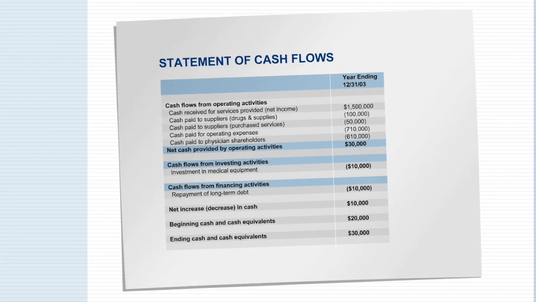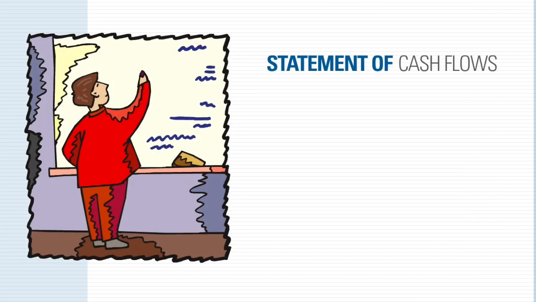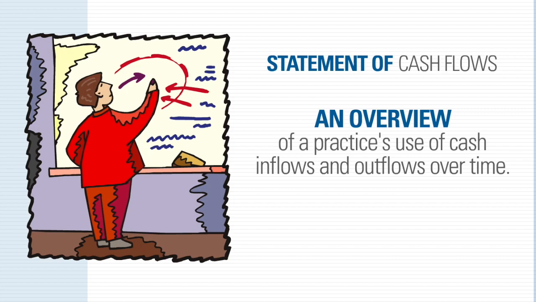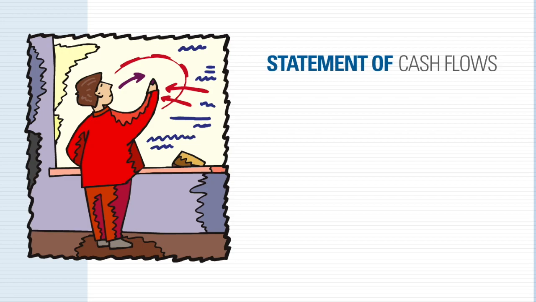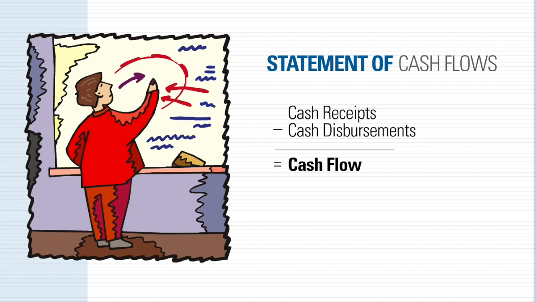The final financial document we'll cover in this course is called the Statement of Cash Flows. It's basically an overview of the practice's use of cash inflows and cash outflows over a given period of time. It summarizes the cash flows from the practice's business operations, investments, and financing activities. The basic equation is that cash flow is equal to the practice's cash receipts minus the practice's cash disbursements over a specific time period.